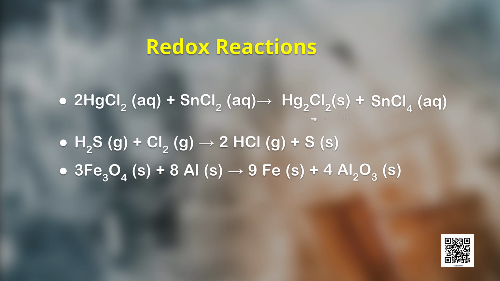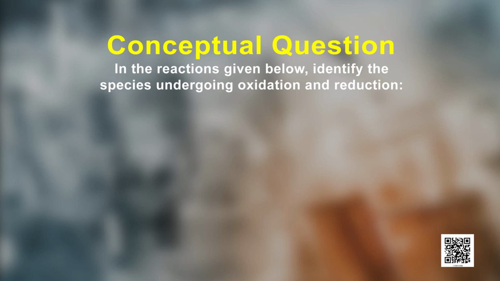It was soon realized that oxidation and reduction always occur simultaneously. Hence, the word redox was coined for this class of chemical reactions. Let us understand oxidation and reduction with the help of an example. In the reaction given here, identify the species undergoing oxidation and reduction.